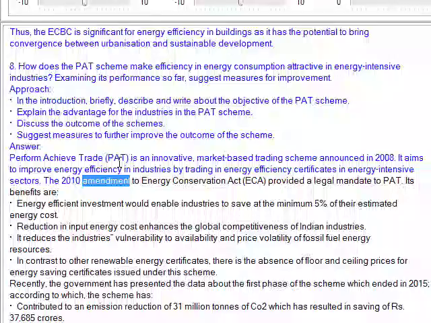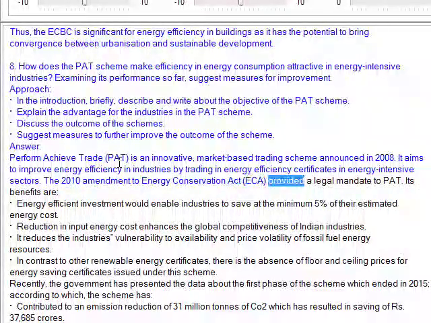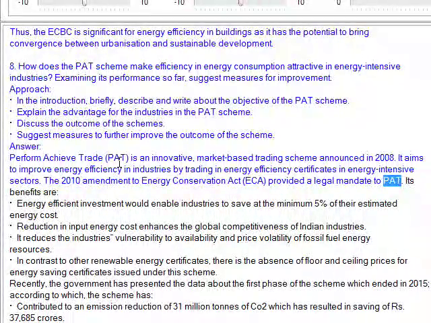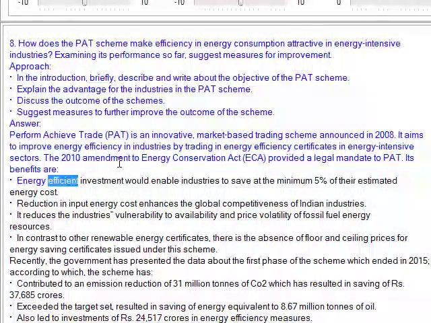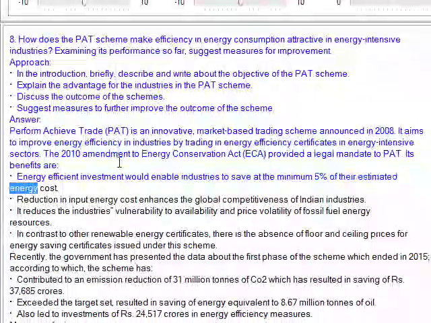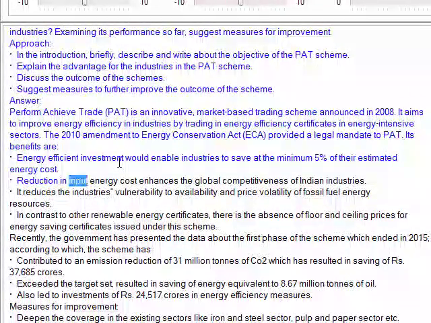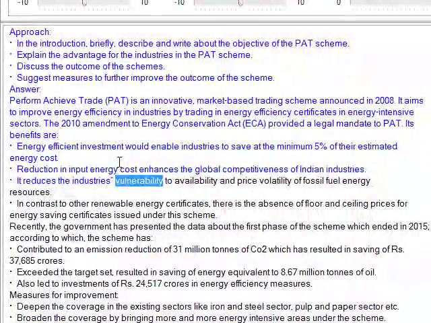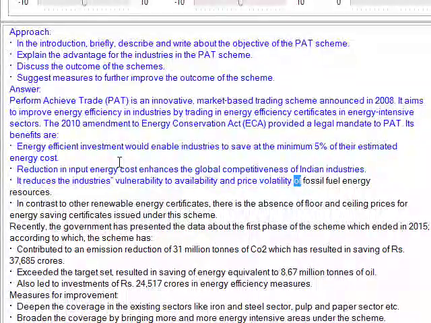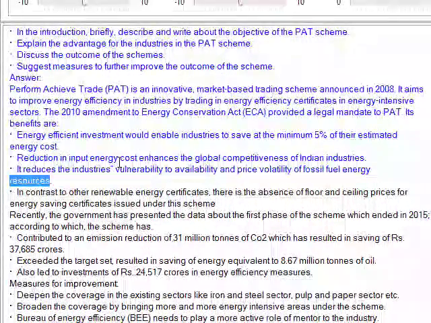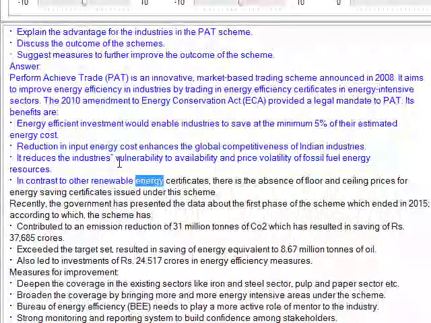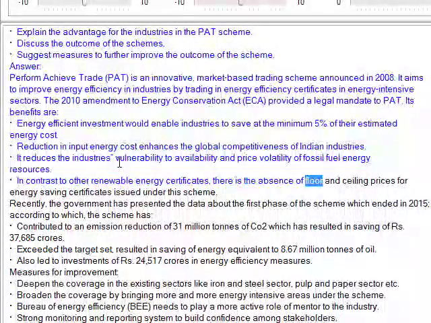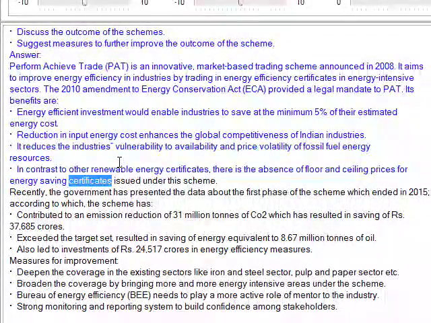The 2010 Amendment to the Energy Conservation Act (ECA) provided the legal mandate to PATH. Its benefits are: energy-efficient investment would enable industries to save at the minimum 5% of their estimated energy cost. A reduction in input energy cost enhances the global competitiveness of Indian industries. It reduces the industry's vulnerability to availability and price volatility of fossil fuel energy resources. In contrast to other renewable energy certificates, there is the absence of floor and ceiling prices for energy-saving certificates issued under this scheme.